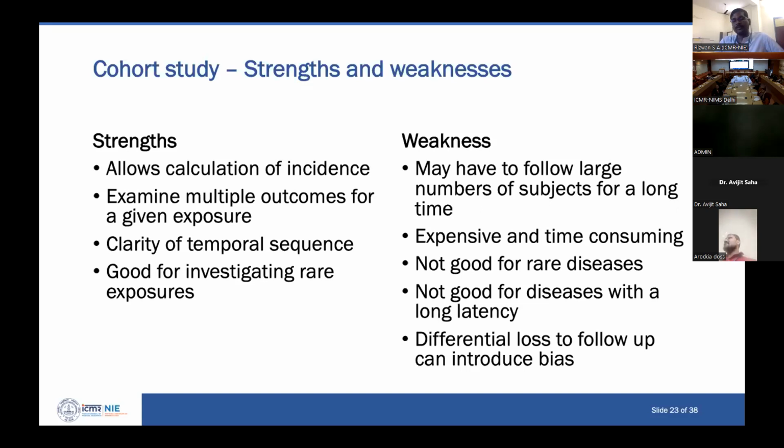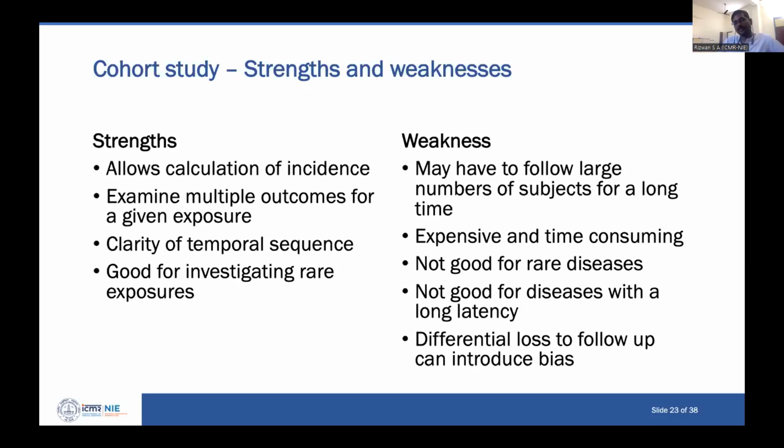Clarity of temporal sequence is there. So I told you that cross-sectional studies have temporal ambiguity, but cohort studies help us to understand temporal sequence. So since you are excluding all the patients who have the disease at the beginning of the study, you definitely know that exposure occurred before the disease occurred. So you can establish with much more confidence that exposure happened first and then the disease happened.